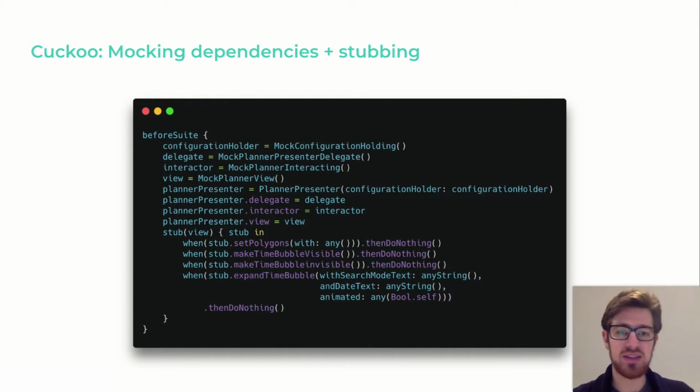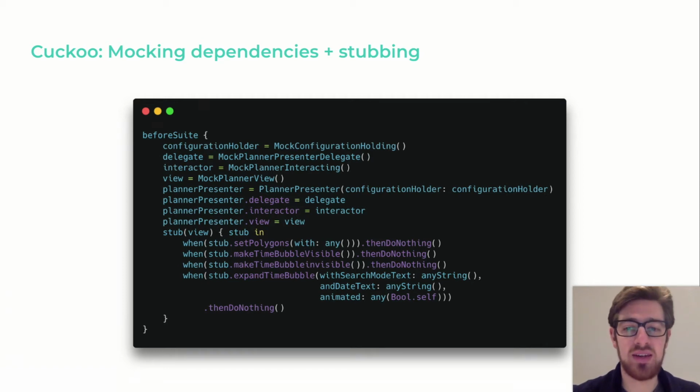And at compile time, Cuckoo will create a mock. So it creates a mock of configuration holding and sticks the word mock in front of it. And that's all you need to do to get access to that mock. And then you see we do the same for delegate interactor and view. They're all mocks of protocols.